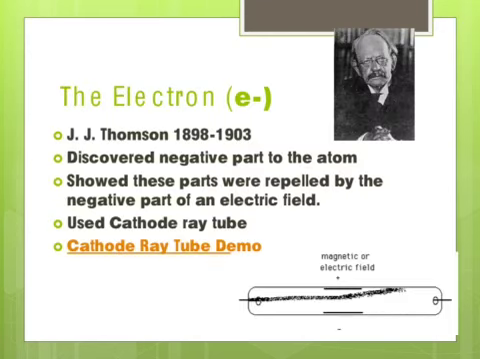Slowly as the years went by, different scientists were able to discover all the different parts of the atom, such as the electron, the proton, the neutron. If you notice here, J.J. Thompson discovered a negative part of the atom. He didn't call it anything, he just knew that there was a negative part. We later came to call it the electron. He used an experiment called the cathode ray tube. I'm going to demonstrate this to you in class.